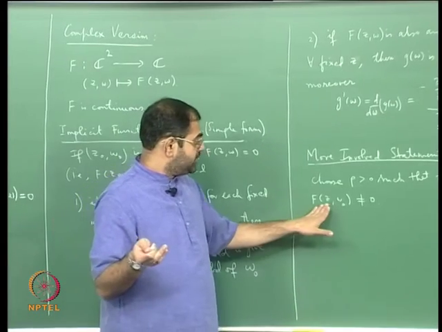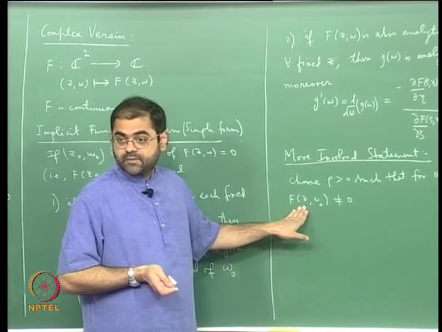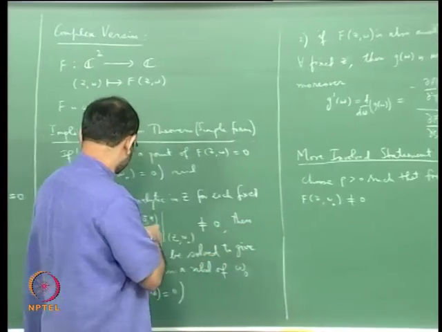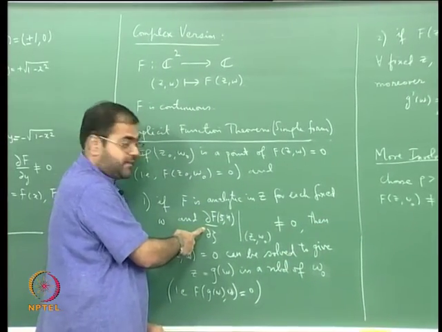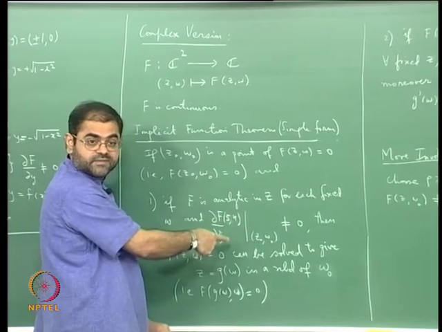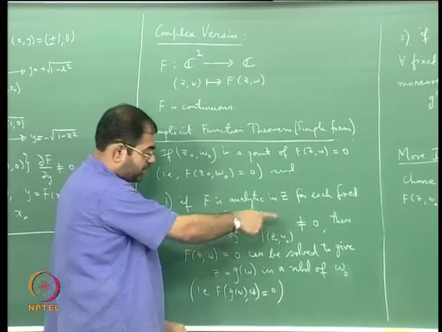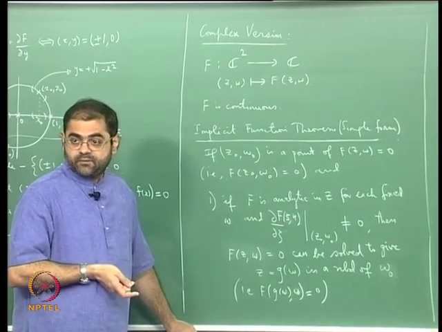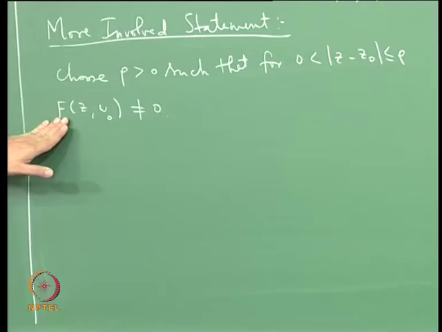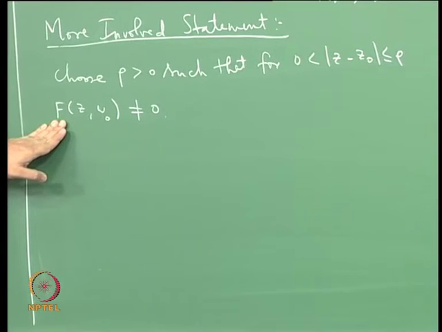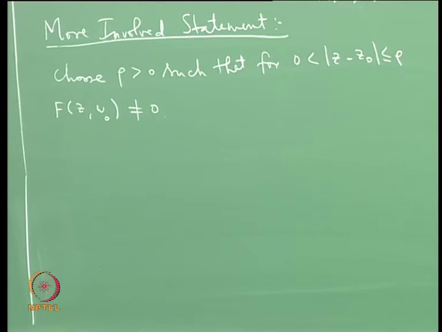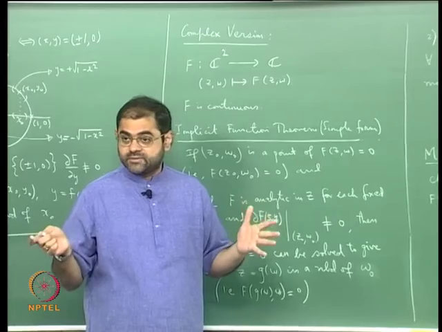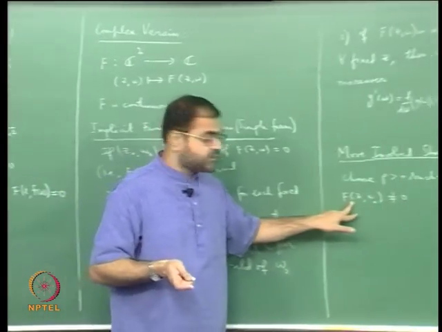And mind you, this analytic function is not identically zero. Why it's not identically zero is because its first partial derivative is non-zero in a neighborhood of z naught. I mean, it's not zero at z naught, and therefore it can't be zero in a neighborhood of z naught. All right, so it's certainly not a constant function. It's a non-constant analytic function of z, and you know a non-constant analytic function has zeros which are isolated. So the zero z naught of this function is isolated.